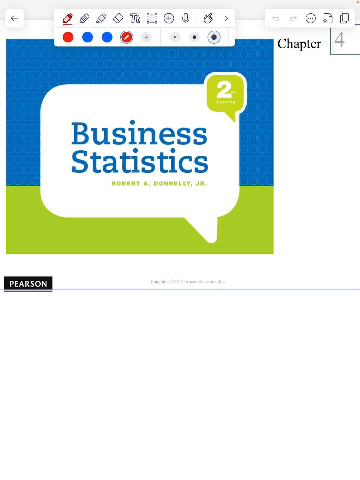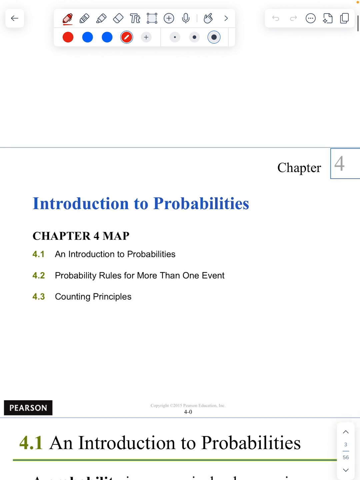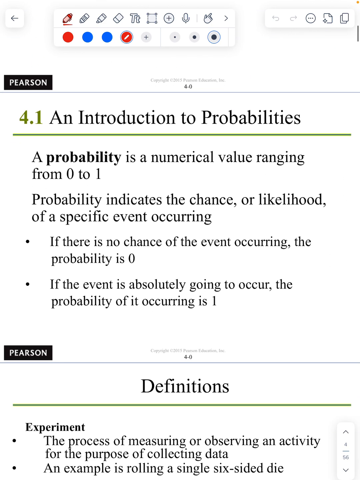Okay, so we are going to talk about probability in chapter 4. With probability, you may have seen, for example, flipping a coin or drawing a particular card or any number of things. But probability can be applied to business in several different ways, and we're going to look at that by looking at an introduction to probability, rules for more than one event, and the counting principle.